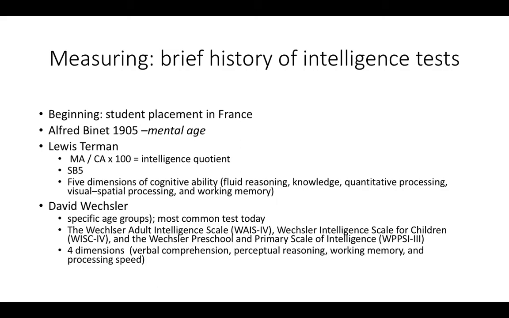Actually, Terman did that, I'm sorry. And Terman developed the Stanford-Binet test. It's Stanford because that's where Terman was based, and he took Binet's original test and modified it. And the Stanford-Binet test tested on 5 dimensions of cognitive ability. You don't need to memorize them, but I put them there just so you have some idea what we're talking about. Fluid reasoning, knowledge, quantitative processing, visual spatial processing, and working memory.